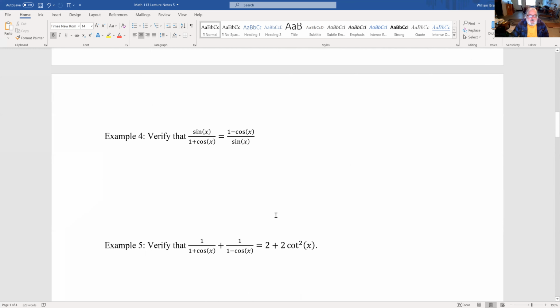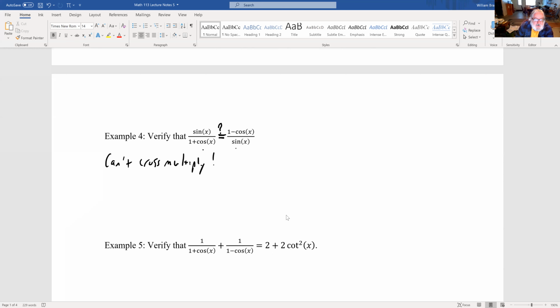Sine x over 1 plus cosine x equals 1 minus cosine x over sine x. Remember, we don't know this is true, so we can't cross multiply because we don't know that there's an equation here. We need to turn one side into the other side. We can't mix terms from different sides of the equality because we don't know that the equation is actually true yet. You have to verify it first before you can do that.